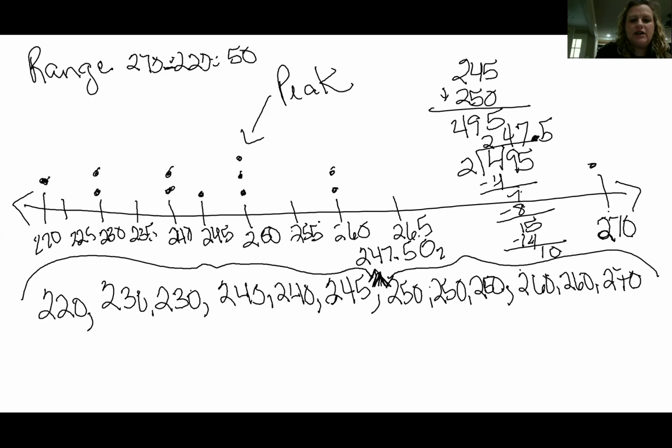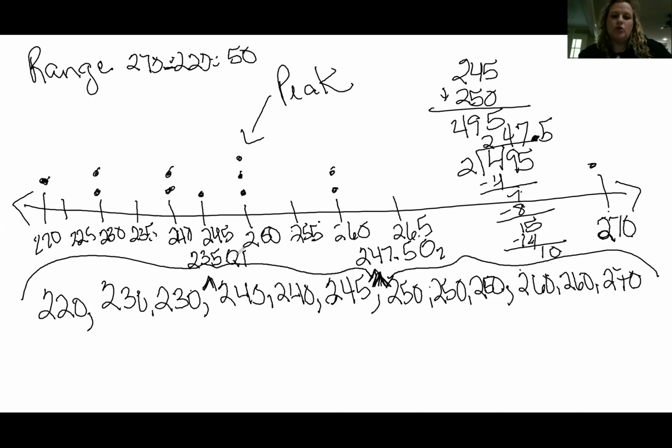So now let's find the median of the lower half, which is going to become the first quartile. So 230 and 240. So it's going to be right here. Now, I could add up and then divide by 2, but I know that halfway between 230 and 240 is 235. So quartile 1 is 235.